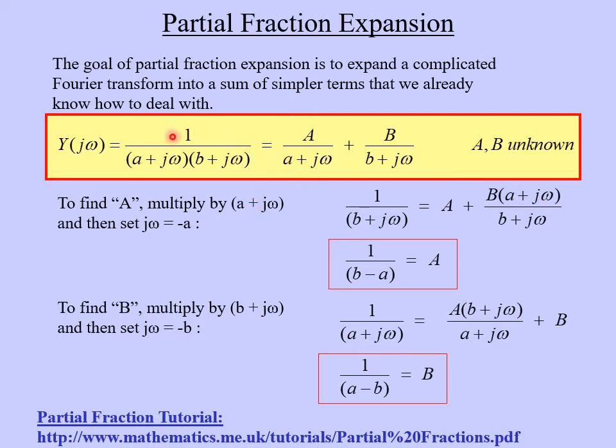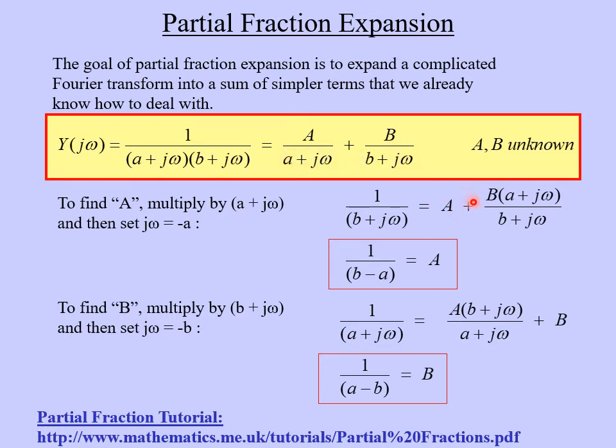So when we multiply this side over here by this term, small a plus j omega, notice it cancels out this term over here. And you'll always have some sort of canceling like this. This is what makes this very easy. So on the left, we just have 1 over b plus j omega. And on the right, this term, this big A here, becomes all by itself, isolated, right? Because we're multiplying through by a plus j omega.